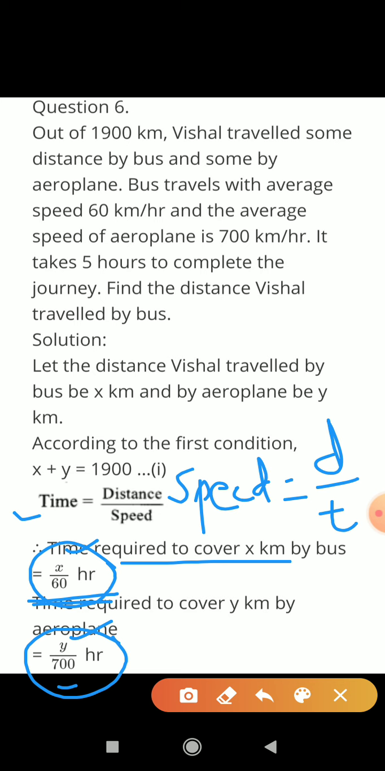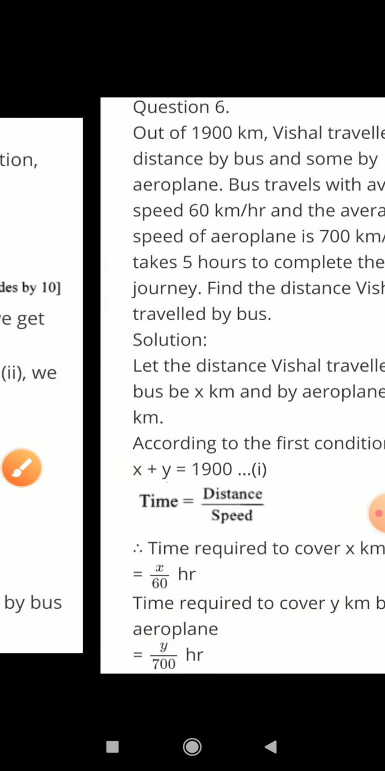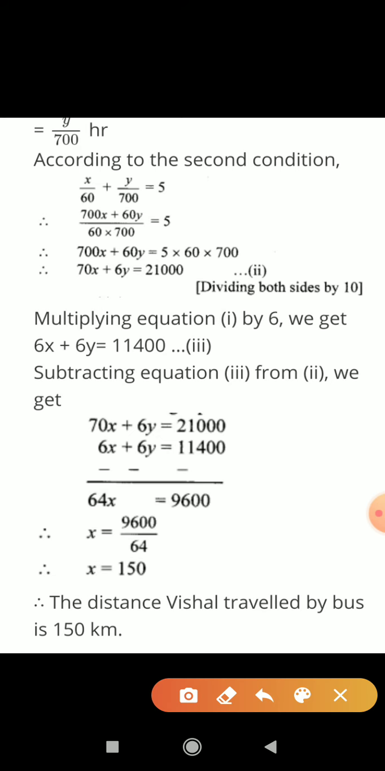So we have to add these two. Time taken by bus and time taken by aeroplane, this addition is equal to 5 hours. So this is our second equation. According to the second condition, we have this equation: x upon 60, this is time taken by bus, and y upon 700 is time taken by aeroplane, and this is equal to 5 hours. So this is equal to 5.